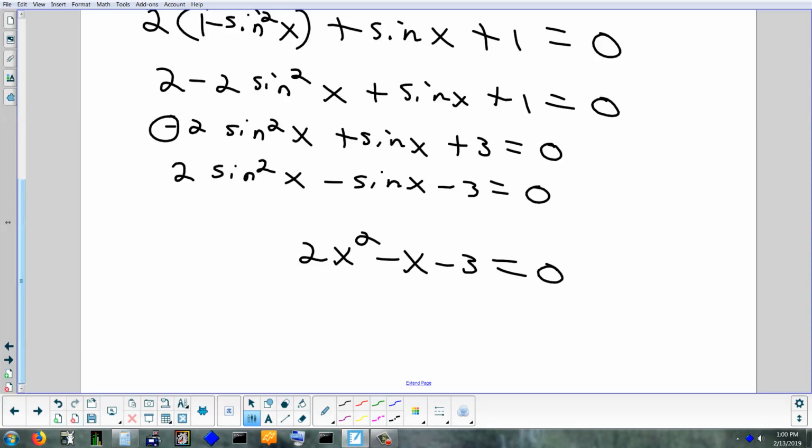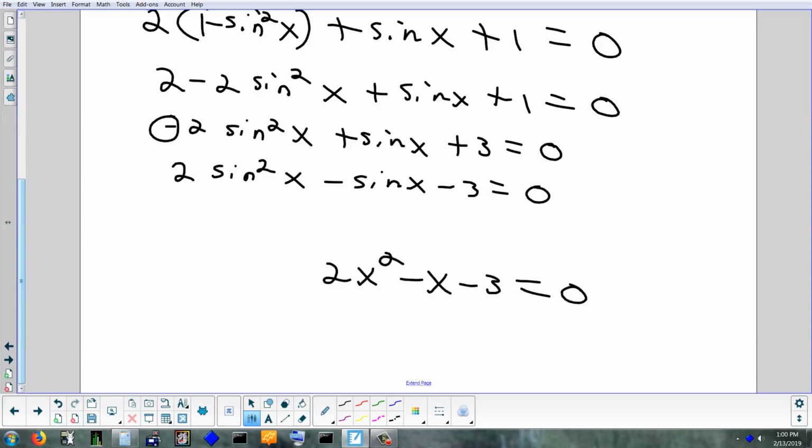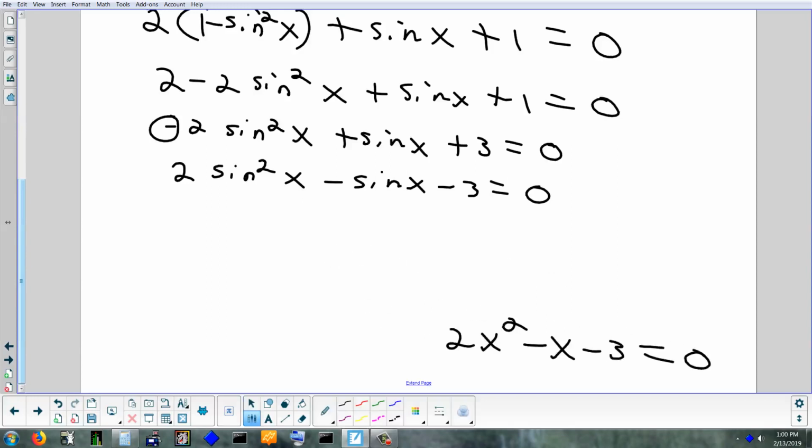All right, so let's try to factor it. Let me just move that down. It would factor into 2 sets of parentheses. And what would be my first term in each parenthesis?